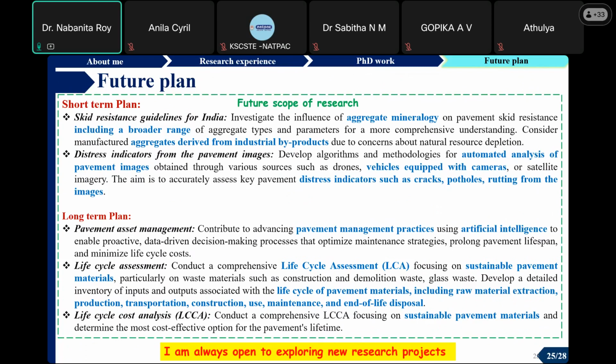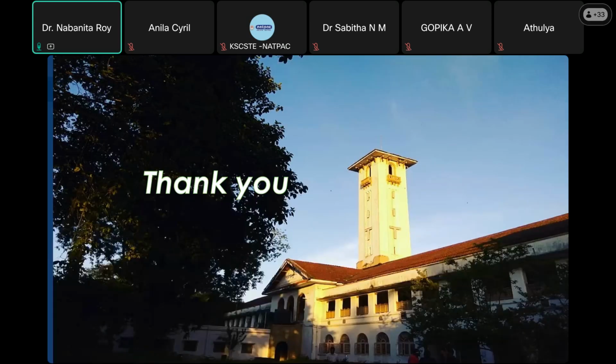And as a part of my long-term research plan, I want to focus on pavement asset management and obviously life cycle assessment and the life cycle cost analysis. So this is my tentative research plan, but again, I'm open for all the other research projects.